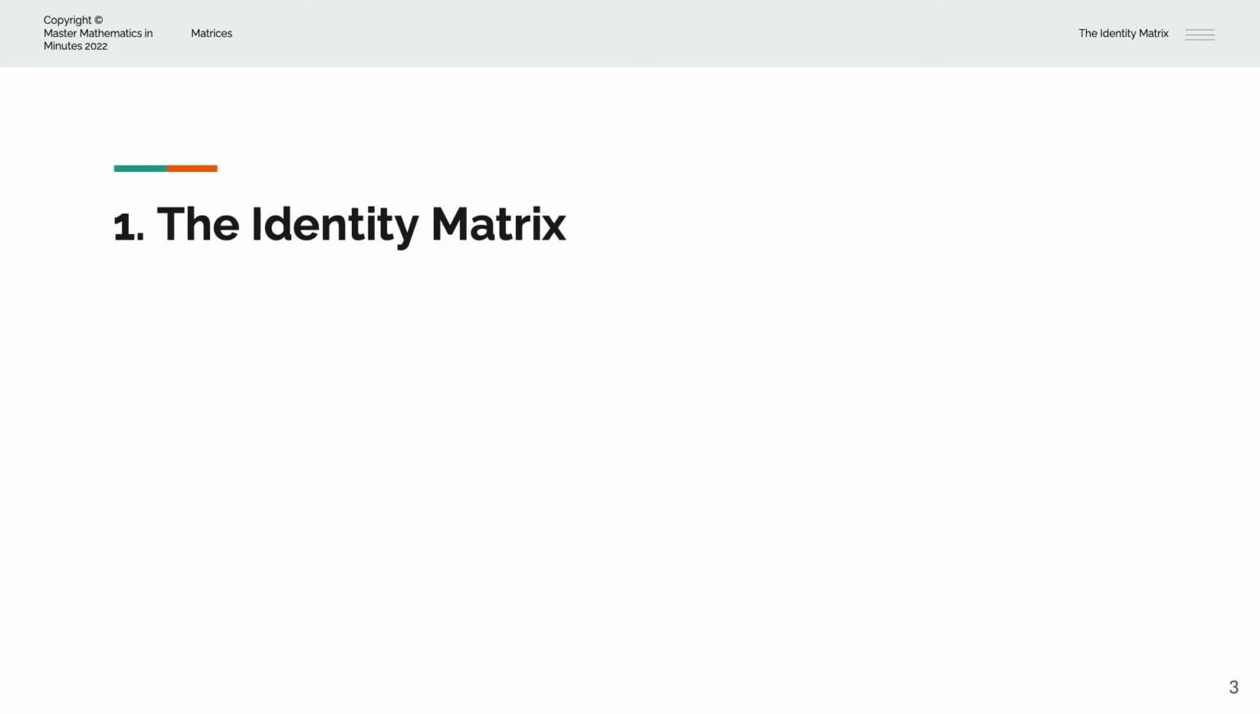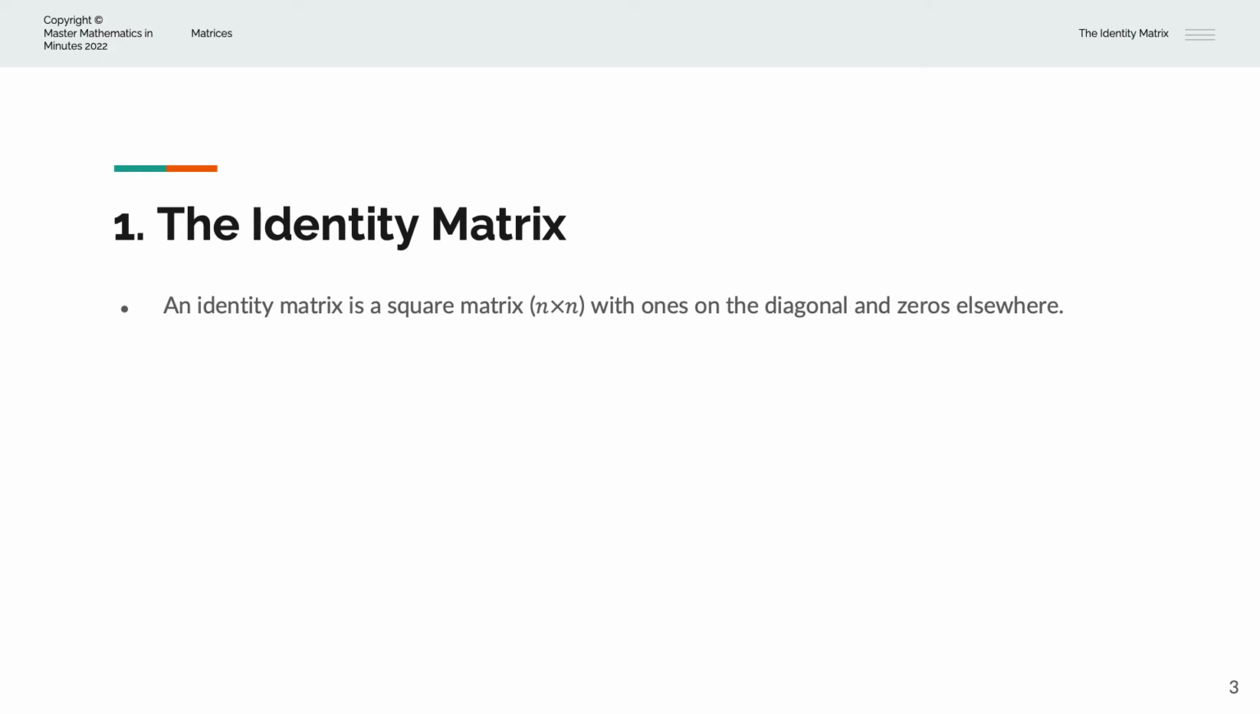So, what is an identity matrix? An identity matrix is a square matrix of order n by n, for example, with ones on the diagonal and zeros elsewhere.